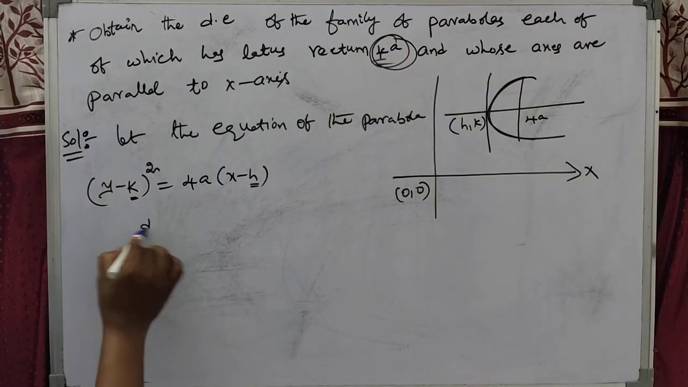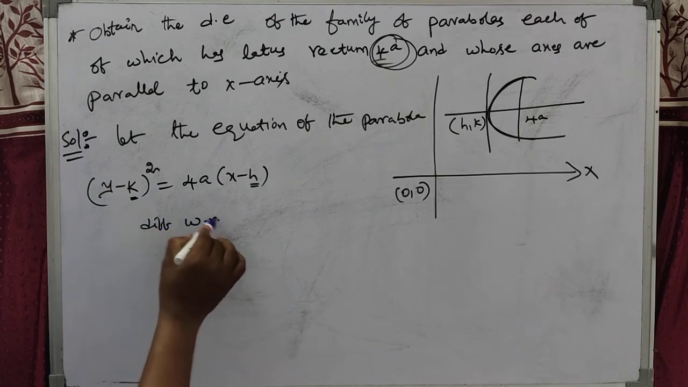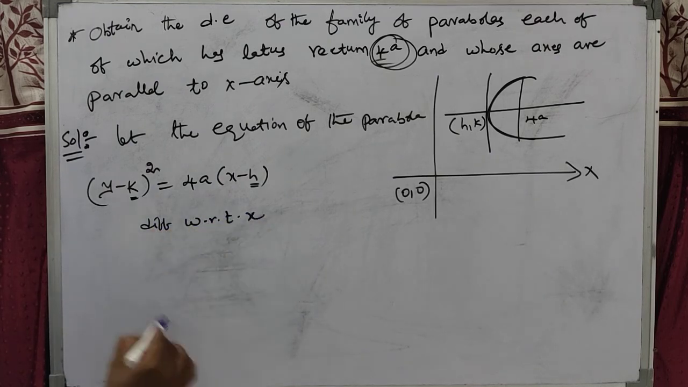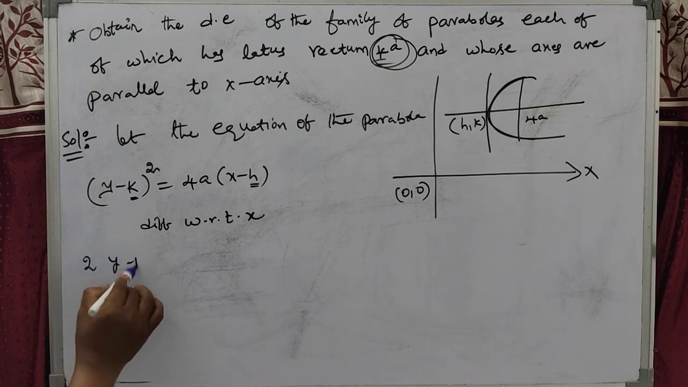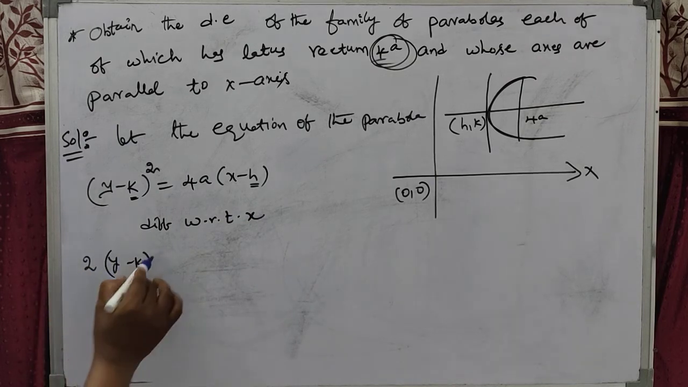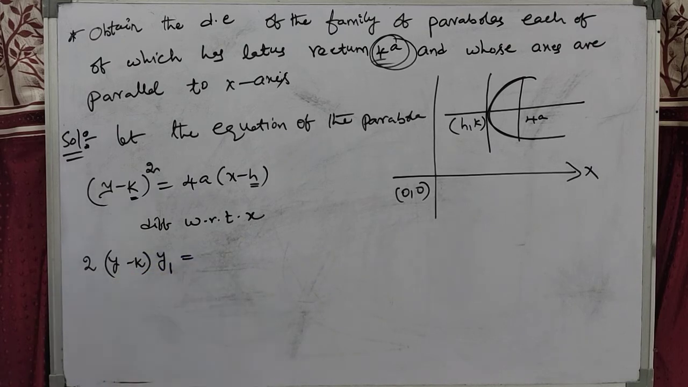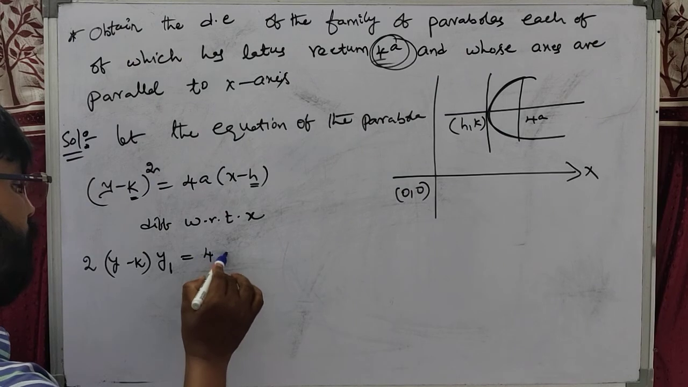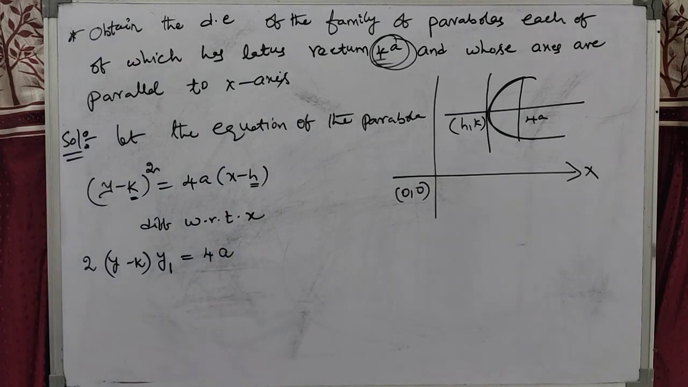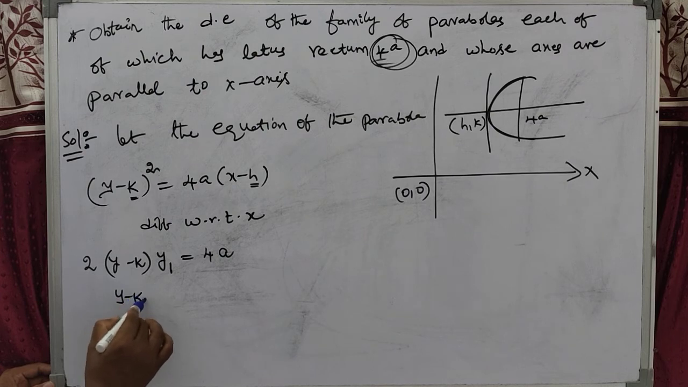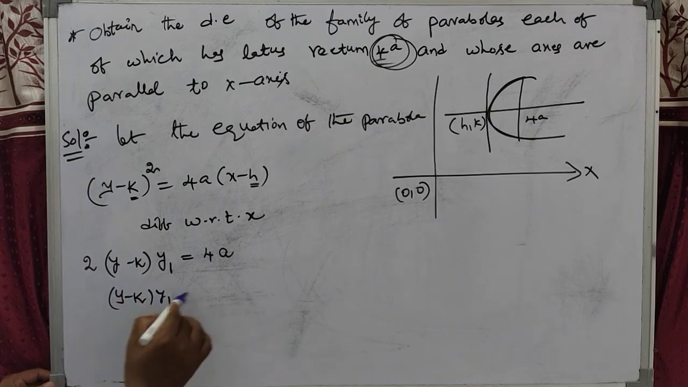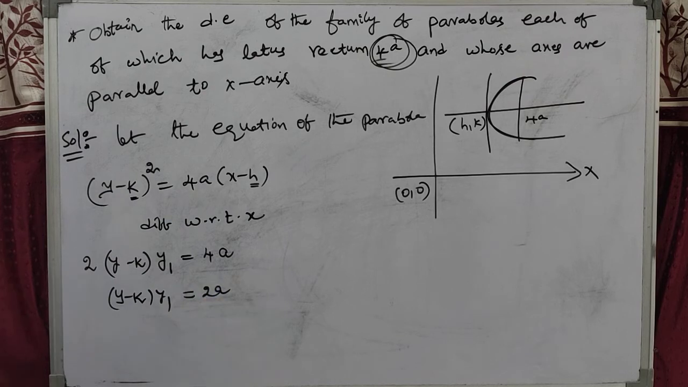Dear students, differentiating with respect to x, we get 2 into y minus k, the derivative of y is y1, equal to 4a. Now again, we get y minus k into y1 equal to 2a.